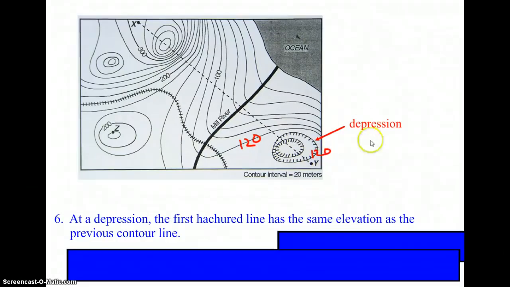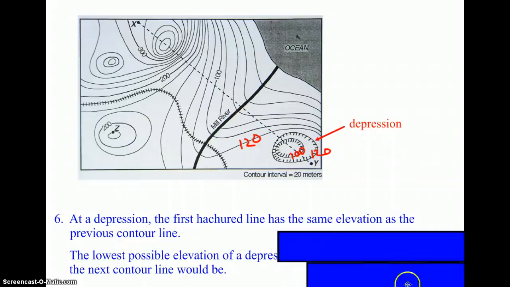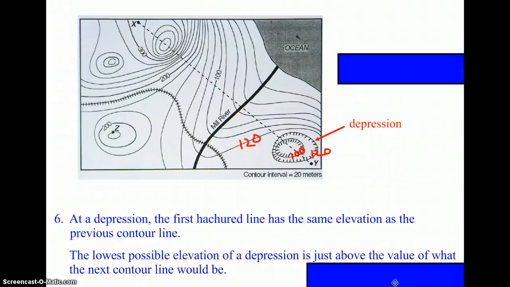Then we start to go downwards. If this is 120, the next line is going down by 20, so it's going to be 100. To figure out the deepest that this depression could be, we say, all right, if there was another line, what would that be? If there was another line, it would be 80, but that line's not there. So this depression can't go down to 80. It's got to be a little bit higher than 80. So the lowest possible elevation is just above whatever the next contour line would be.